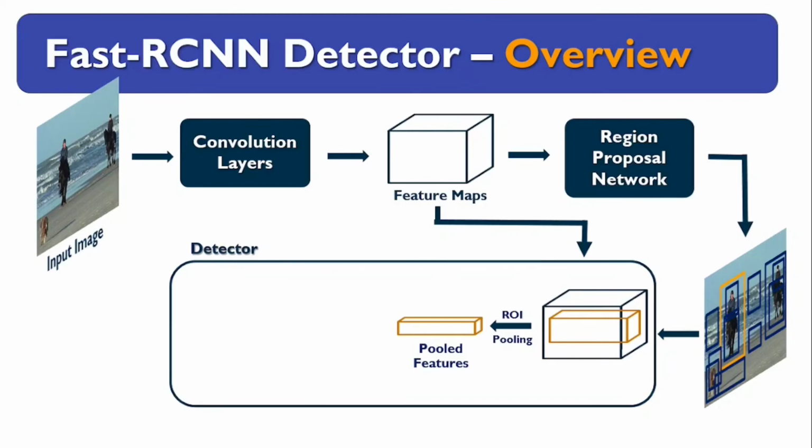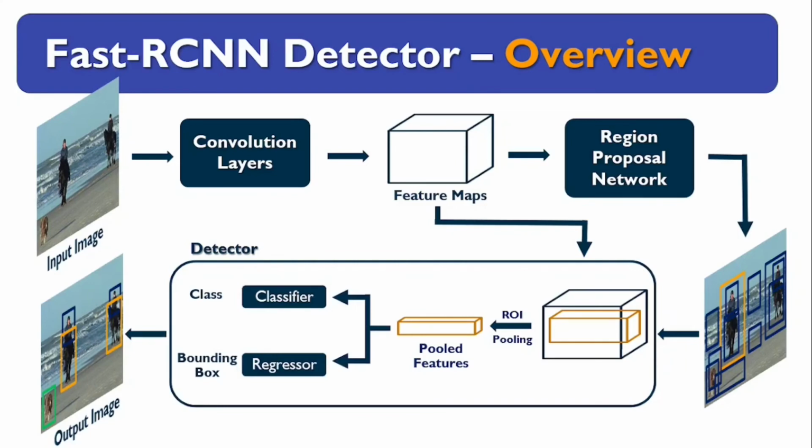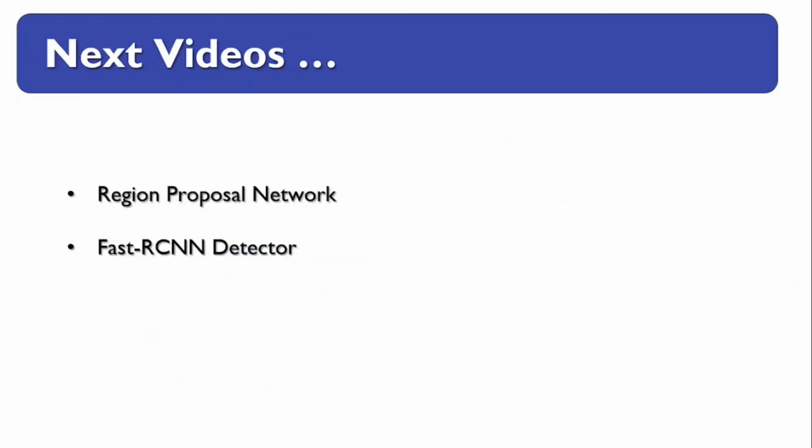These pooled features are then given to two parallel branches as shown here. In the first branch, the classifier tries to predict the class contained inside the region proposal, and in the second branch, the regressor tries to fine-tune the bounding box coordinates of the region proposal. This process is repeated for all the region proposals which are produced by the region proposal network, and after some post-processing, we obtain the final output as shown on the left. So this was the overall picture of the Faster-RCNN algorithm.